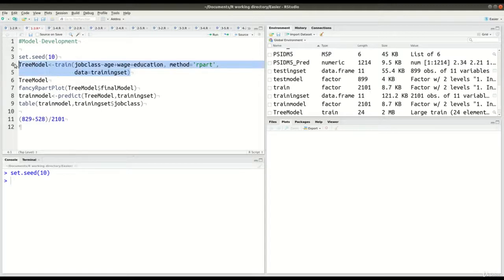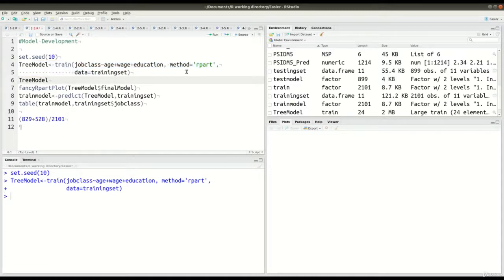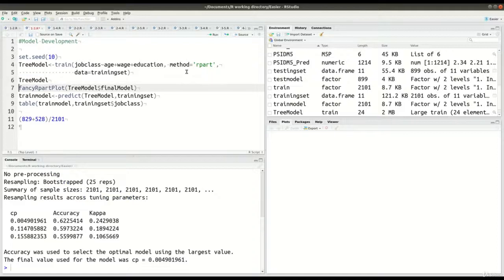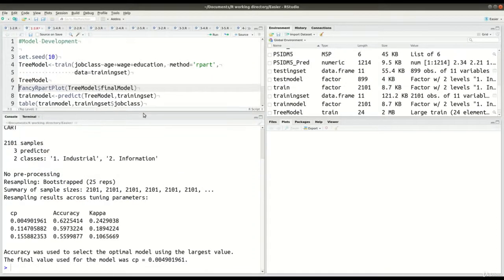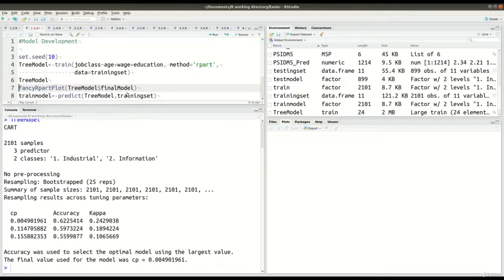So all I do is I highlight what I want and I press Control Enter, and it's running and thinking, and now it's done. So I can take a look at it by looking at line 6, pressing Control Enter, and I get the information as follows at the bottom. If you're not familiar with what's happening with a decision tree, this is probably going to be confusing, but let me see if I can walk you through it.